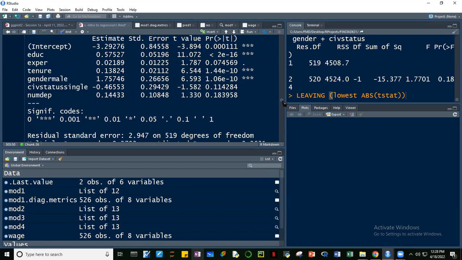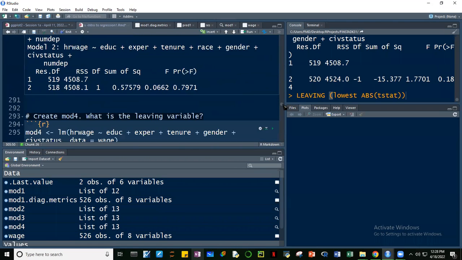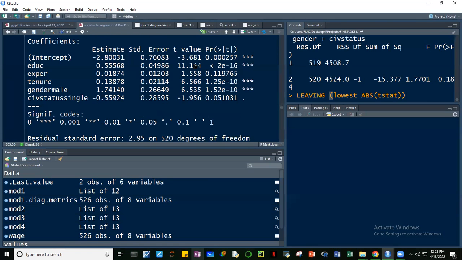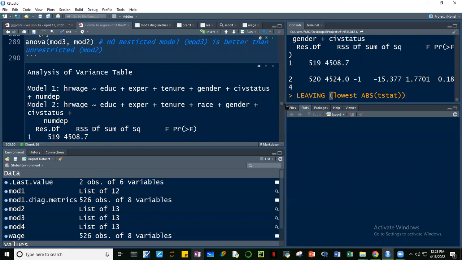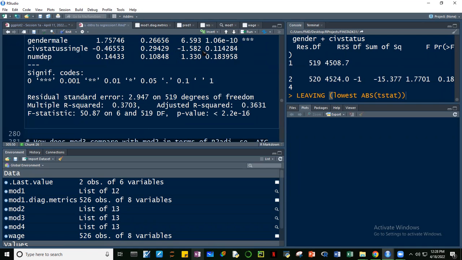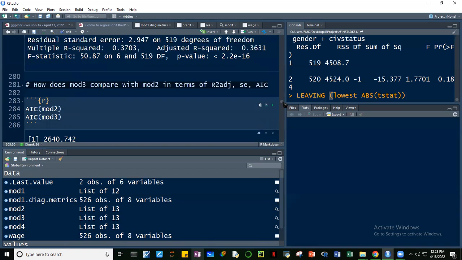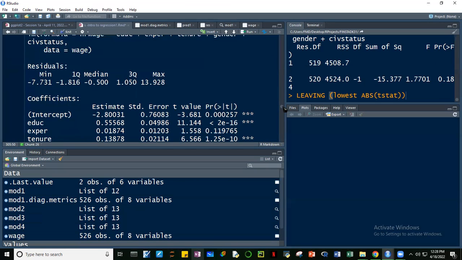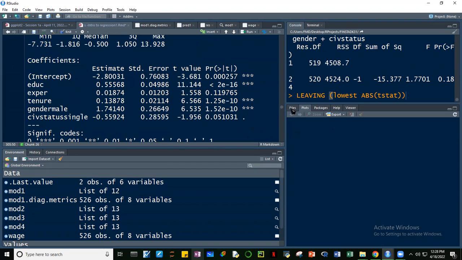Okay, but when we did stepwise regression in backward, notice na nagbago. Nagbago na yung result natin. This is now model number 4. And we notice, guys, that experience is now not statistically significant. Tapos si civil status ngayon, hindi siya significant dati. But when we did stepwise regression, in particular backward na stepwise, naging significant na si single status.